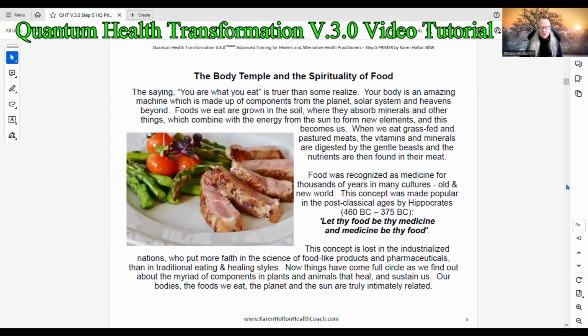And with that, we'll start step 5, and we'll start with the body temple and the spirituality of food. The saying, "you are what you eat," is truer than some realize. Your body is an amazing machine which is made up of components from the planet, solar system, and heavens beyond. Foods we eat are grown in the soil, where they absorb minerals and other things, which combine with the energy of the sun to form new elements, and this becomes us.